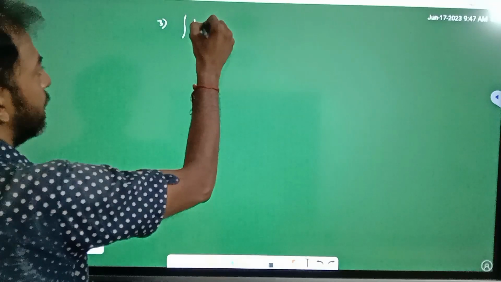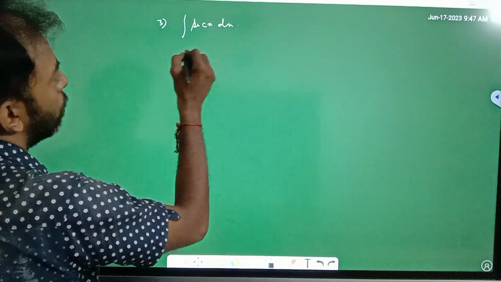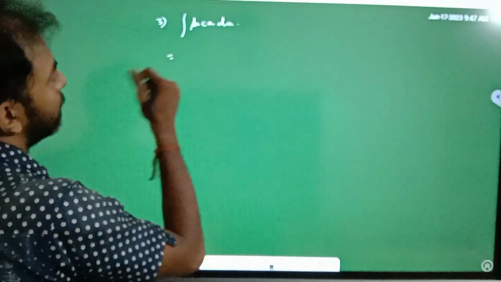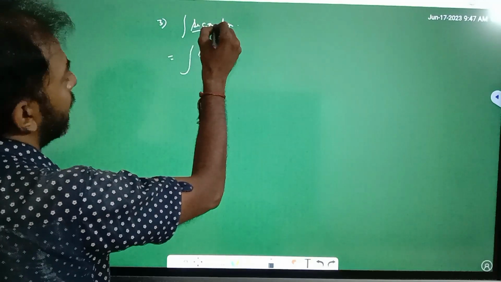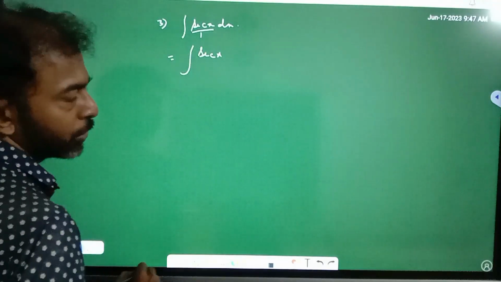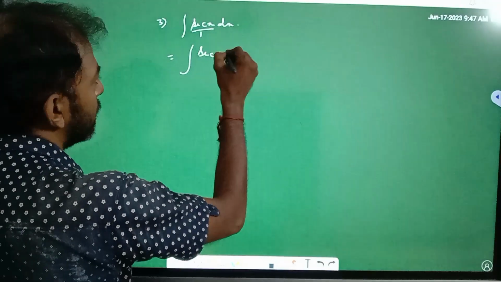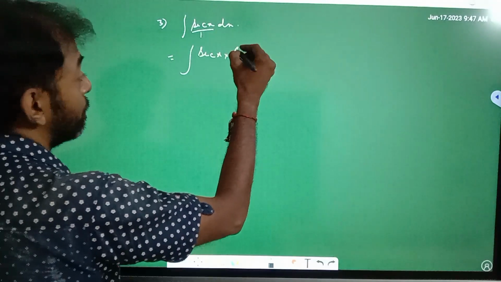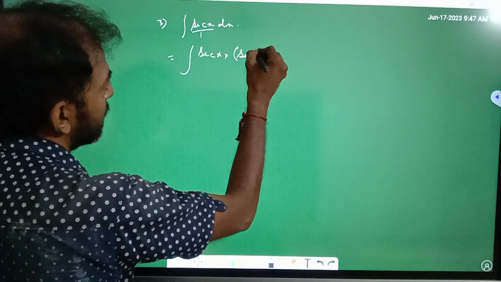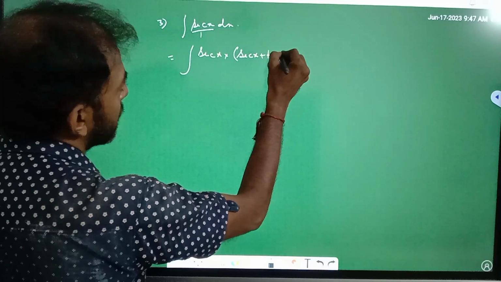Now we need to know about the third formula. The third formula is the integration of sec x dx. So what is the actual procedure here? Look at it, sec x in the denominator is 1 actually. So we need to multiply the given function by sec x plus tan x, simply by sec x plus tan x.